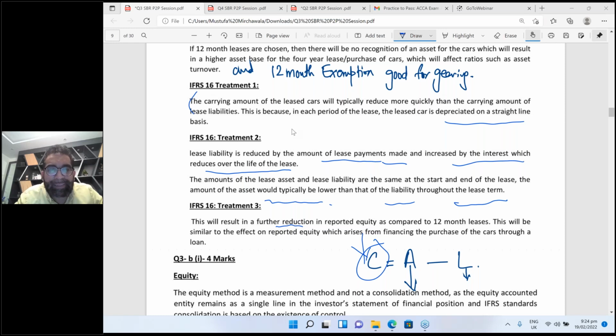C is net assets. C means capital. C is equal to A minus L, which means capital is equal to assets less liabilities. And capital means equity, and capital also means net assets.